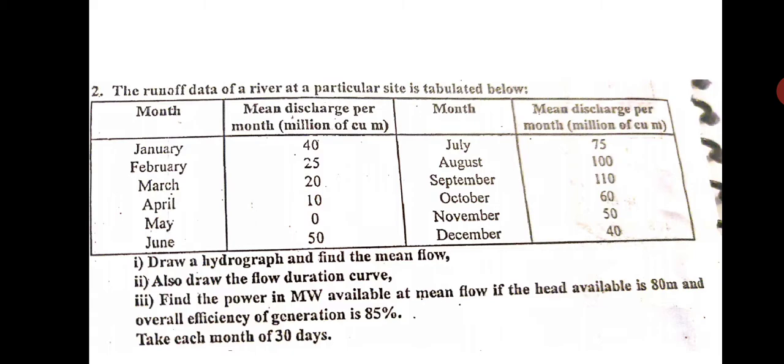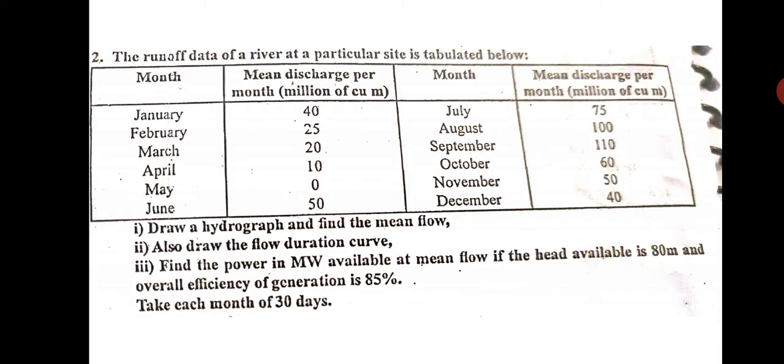Now you can see in this table what they have given: January 40, February 25, March 20, April 10, May 0. So in the month of May the discharge is 0, which means there is no runoff. Then June 50, July 75, August 100, September 110, October 60, November 50 and December 40. So the runoff data for the river for all the 12 months is given. In 1 month, May particularly, it is 0.